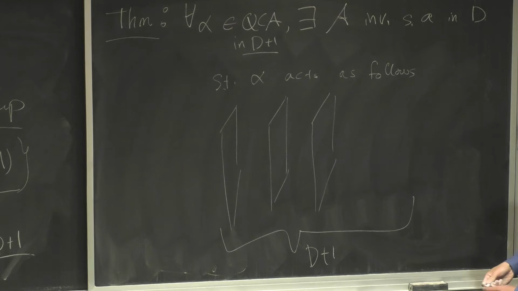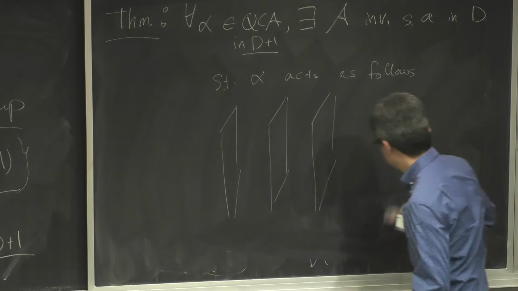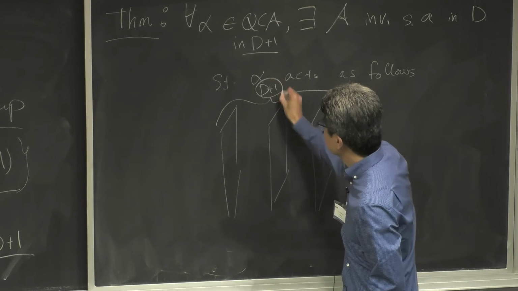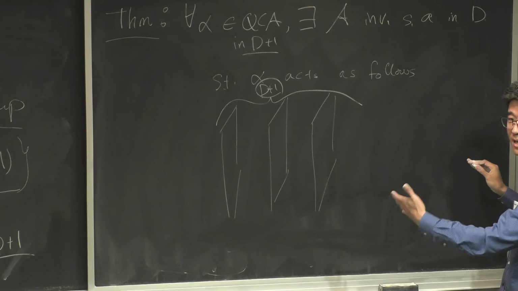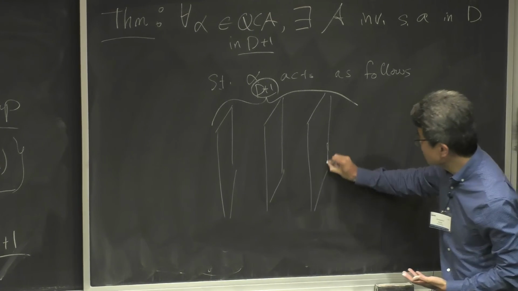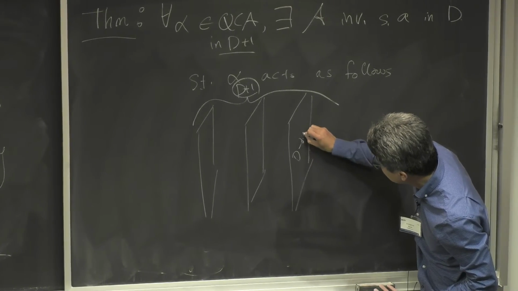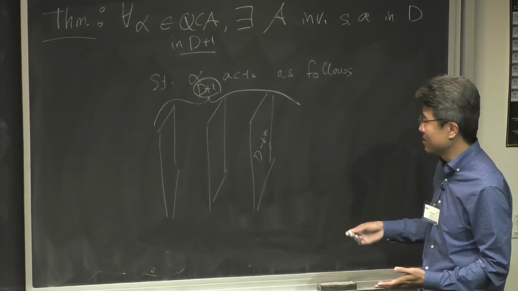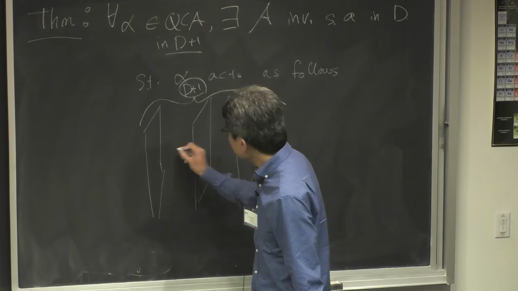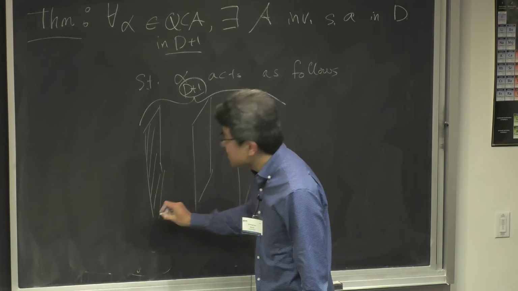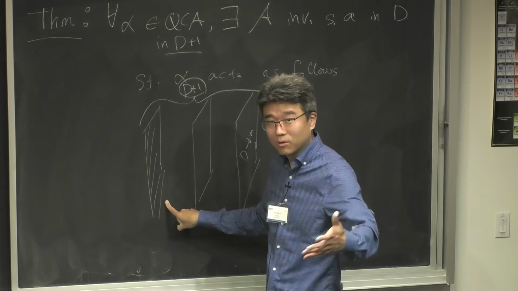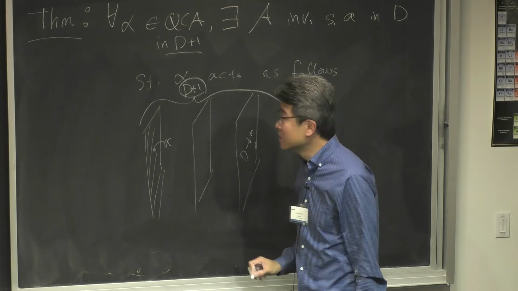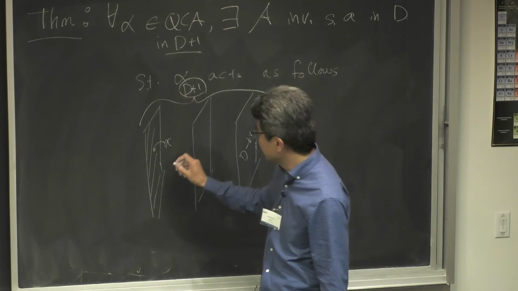Can everyone see it? Maybe I shouldn't draw it here. So I think of the D plus one-dimensional lattice as a collection of sheets. Each is D-dimensional, which is possible because it's a lattice. It's not a continuous space. It's a lattice. And then on each sheet, there is a local operator algebra, the full local operator algebra. And then you give me an element, x here, and my action of alpha is as follows.